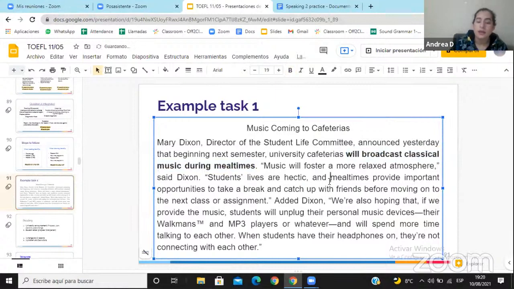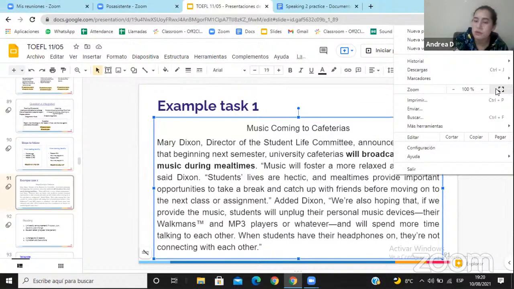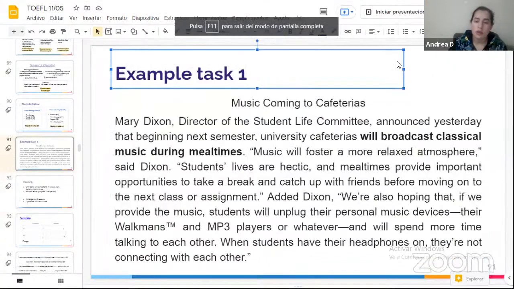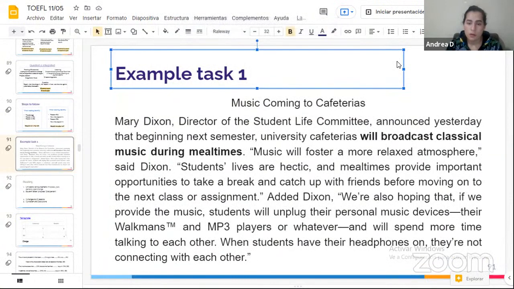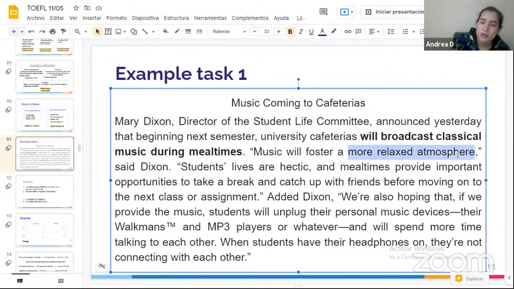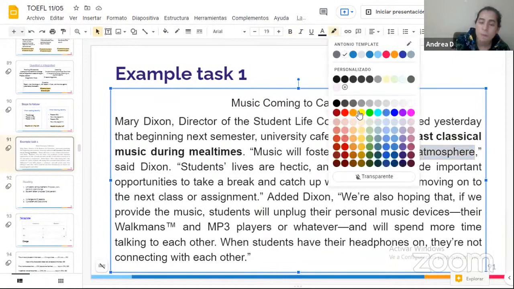Great. All right. Now, what about the reasons for the change? So why are they doing that? What do they want to achieve? What are their goals? Who can tell me what the first one is? Yes, Ariel? Their first goal is to achieve a more relaxed atmosphere. Awesome, good. So yeah, that's it. More relaxed atmosphere. Great. So yeah, that's the first one.